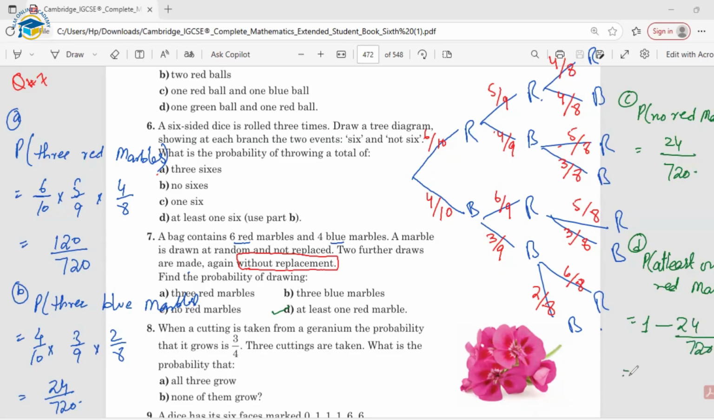Like this. Let's take the LCM. 720, 1 times 720, negative 24. So it's coming 696 over 720. This is basically your probability for at least one red marble. Okay. And this was quite similar to the sixth part, so you can just compare it with the sixth part. And here we go with the seventh part as well. Hope that is clear as well.